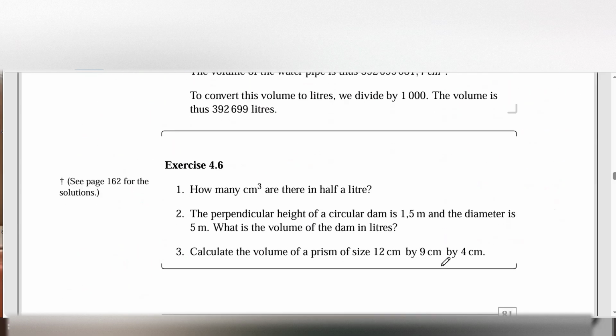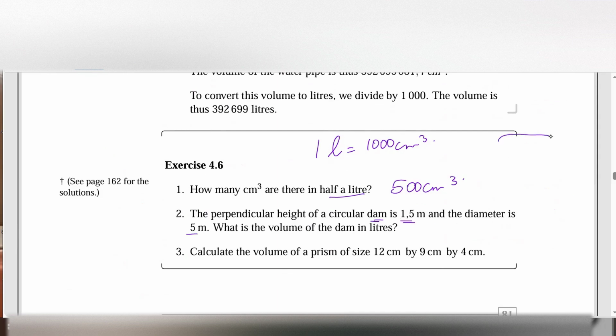Okay, then 4.6. How many cubic centimeters are there in half a liter? So we know that 1 liter is 1,000 cubic centimeters. Now, when you talk of half of a liter, you're going to half this as well, which will be 500 cubic centimeters. Then the perpendicular height of a circular dam is 1,5, and the diameter of the dam is 5 meters.